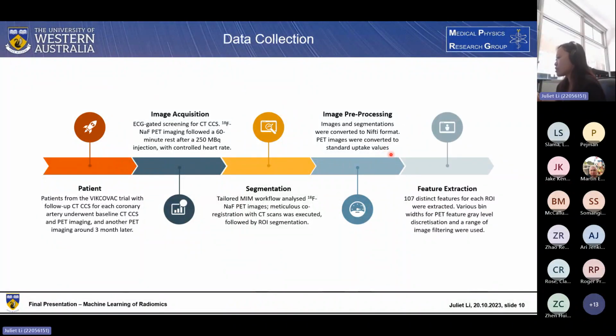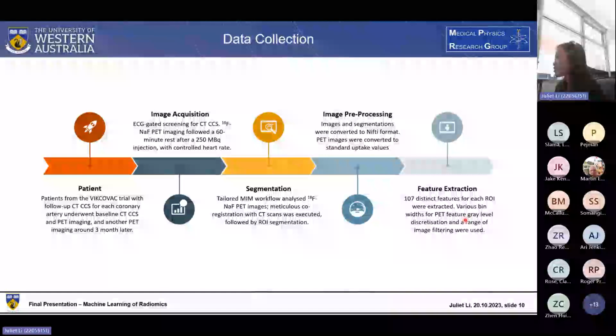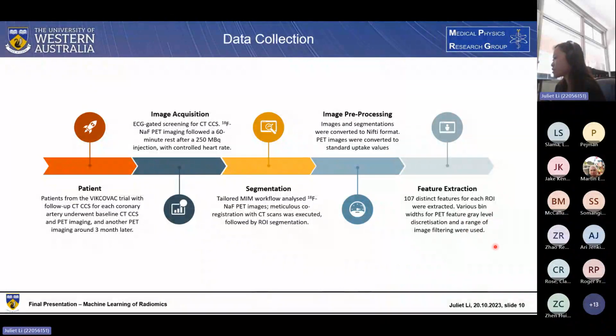For feature extraction, 117 distinct radiomics features standardized by IBSI from each region of interest were extracted, and various bin widths and image filtering were applied with the feature extraction.